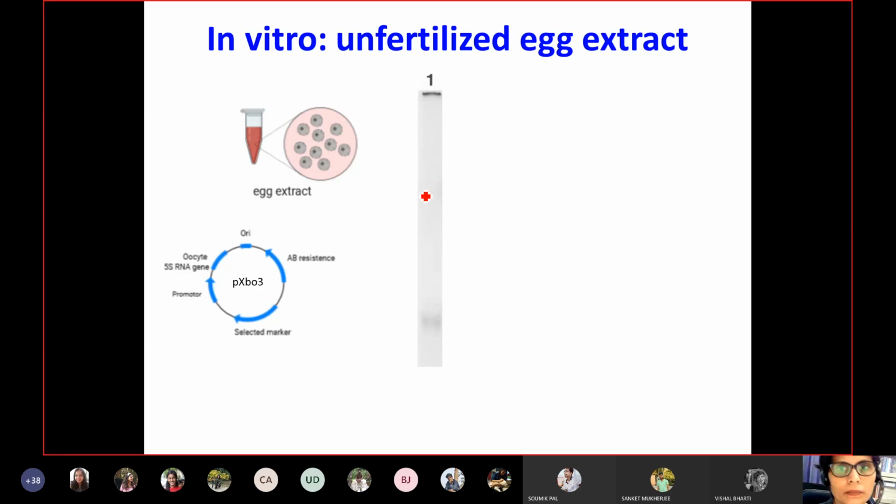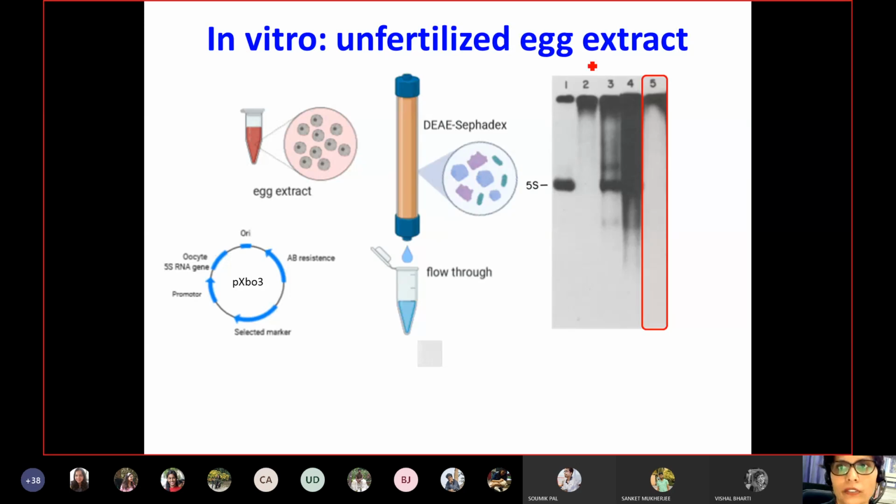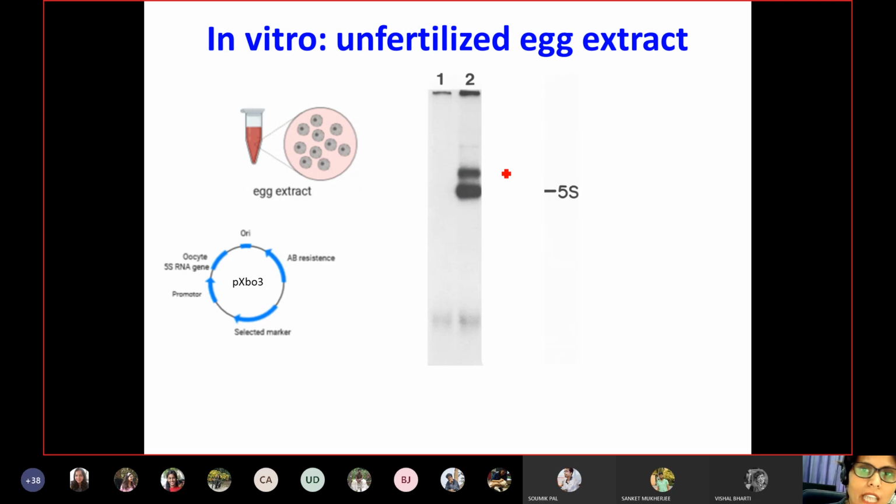But when the same extract was mixed with lane 5, the lane 5 I asked you to remember, a small fraction from the flow through, that is here, was mixed together with your extract. Then you see a nice activation in lane 2, from the unfertilized egg plus the complementing Sephadex fraction, that is your flow through. So when you mix these two, you see a nice activation of the 5S transcript.